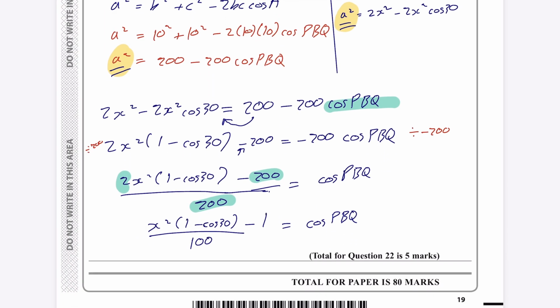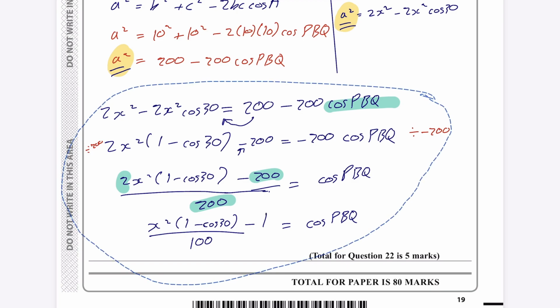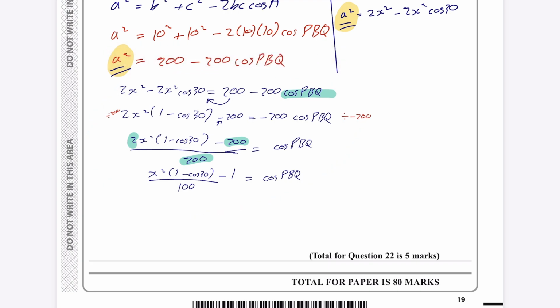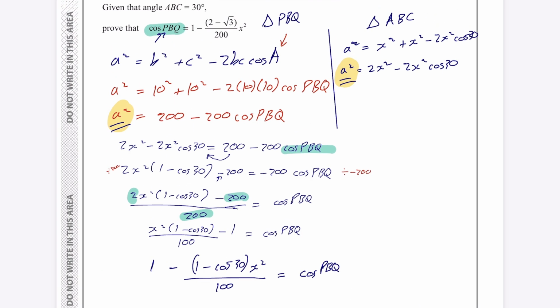So I'm just going to scroll down a little bit. Actually, I can just highlight this and make it a little bit smaller, so I've got a bit more space to work with. There we go. So if I push that up there, go back and grab my pen. So this can now be written as 1 minus cos 30, x squared can go outside, all over 100 is equal to cos PBQ. And hopefully you can see that it's getting very close to the final answer.